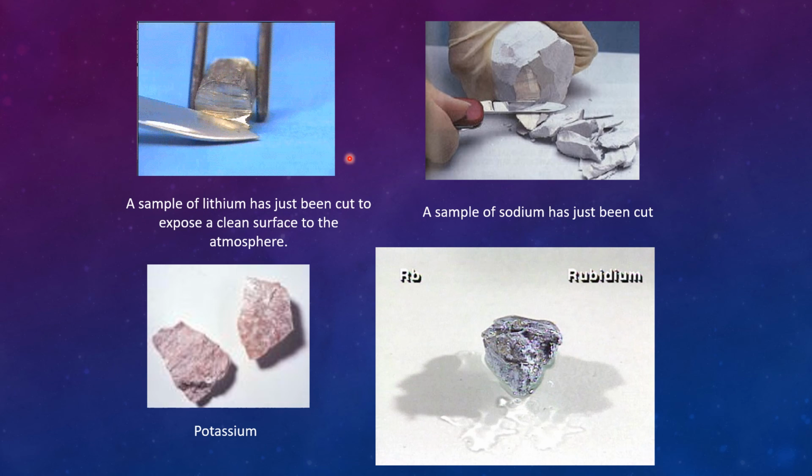So this is a picture that shows the condition of the lithium after it has been cut. It shows the shiny surface, but the outer part of the metal is not really shiny because it has been oxidized with the oxygen outside in the air. Okay, this is sodium, and this is potassium, and this is rubidium. The oil is paraffin oil, paraffin.